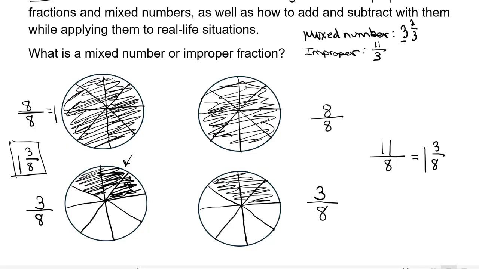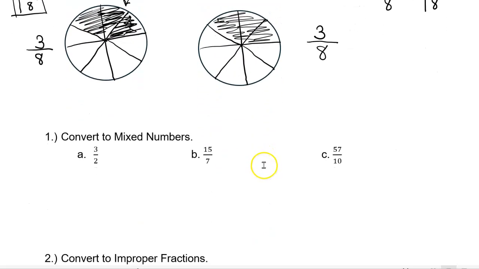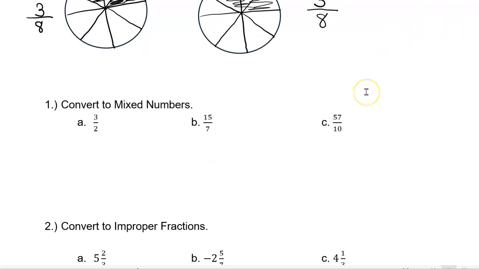So the meaning of a mixed number is a whole number with a fraction. The improper fraction is a numerator bigger than a denominator. The visual representation of that is here with these 2 sets of pies. And now we're going to move to mathematically converting from one format to another. Converting is changing from one to the other.